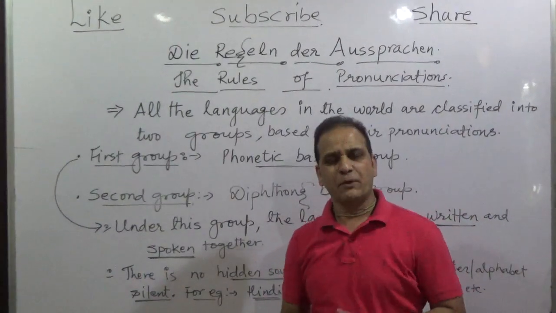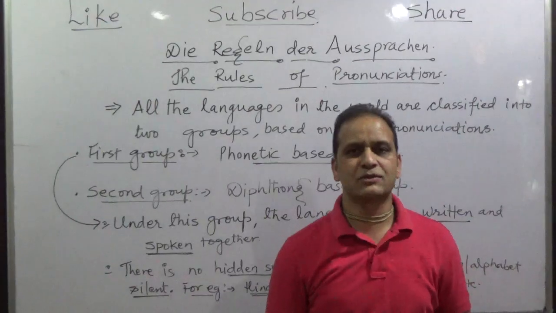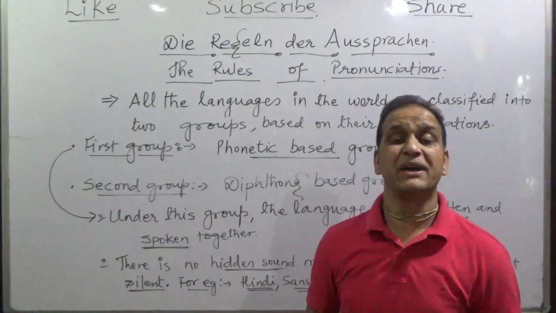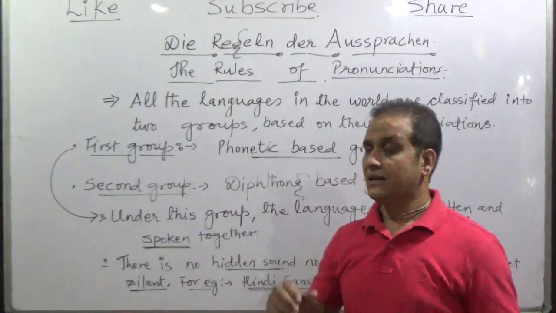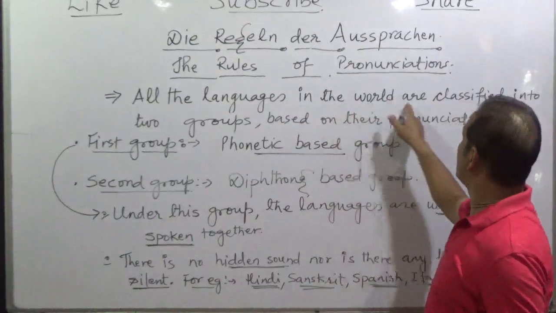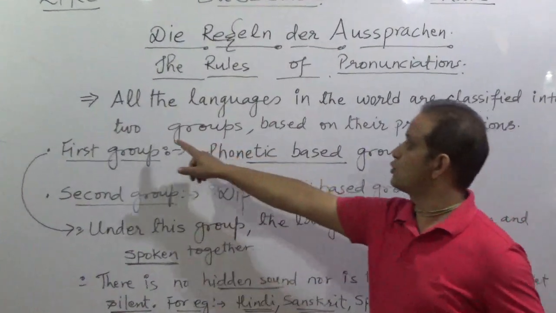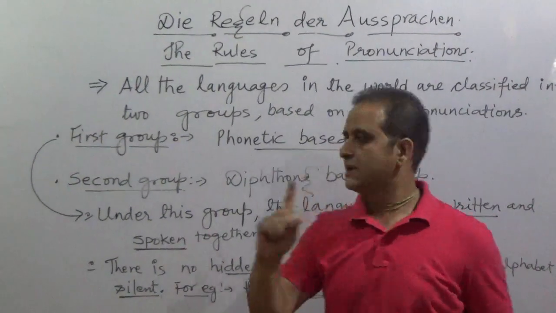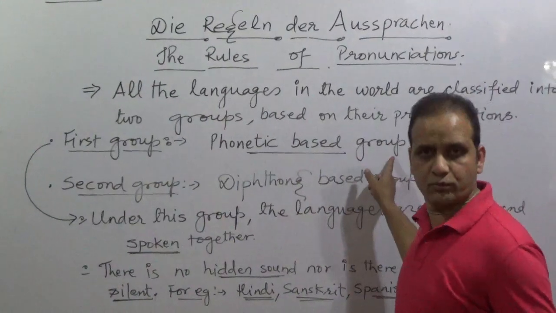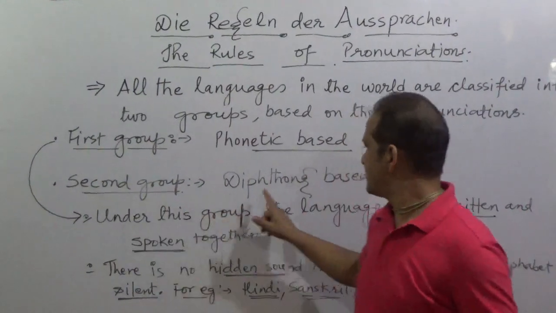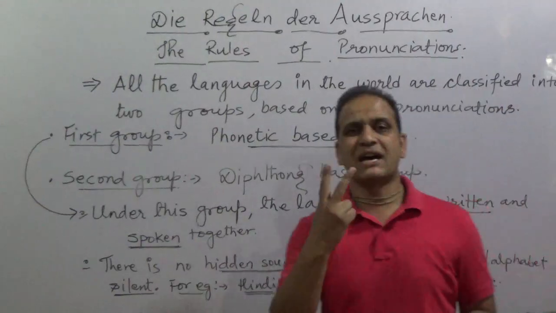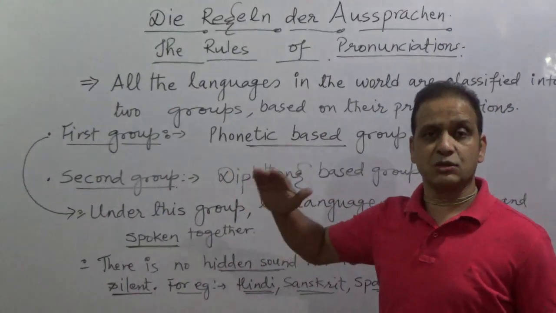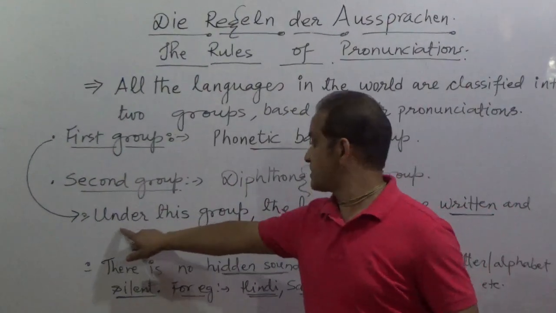Well, before we proceed ahead with this, I would like to tell you all the languages in the world are classified into two groups based on their pronunciation. The first group is called the phonetic based group, and the second group is the diphthong based group. Only these two groups as far as the pronunciation part is concerned. They are classified on the basis of this.